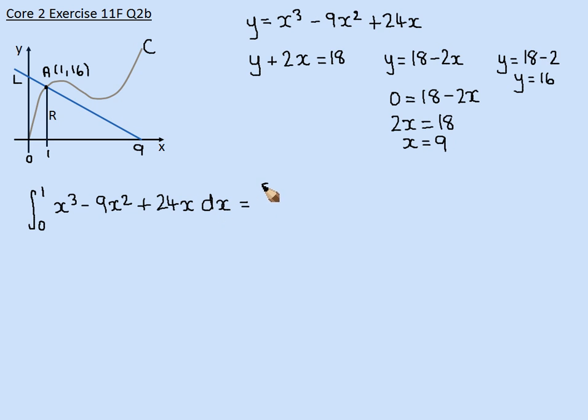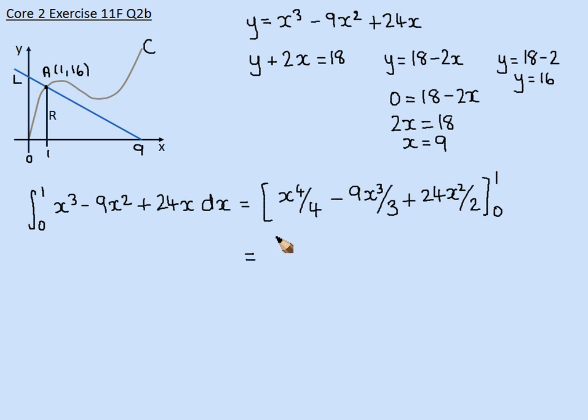So if we integrate that, we get x to the 4 over 4, minus 9x cubed over 3, plus 24x squared over 2, between 1 and 0.